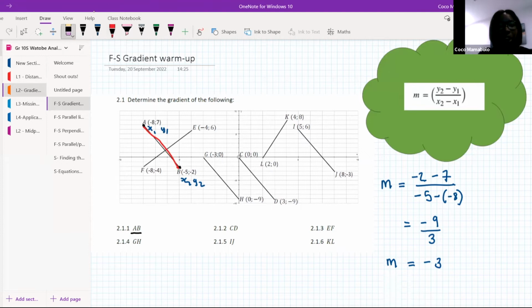Now I want to ask you guys in the chat, look at the line EF. Is it going up or is it going down, guys? Good, excellent. It's going up, right? It's going from F all the way up to E. So are we going to expect a positive or a negative gradient? We will, Chinamerim. You will get the exact same answer. I will show you now.